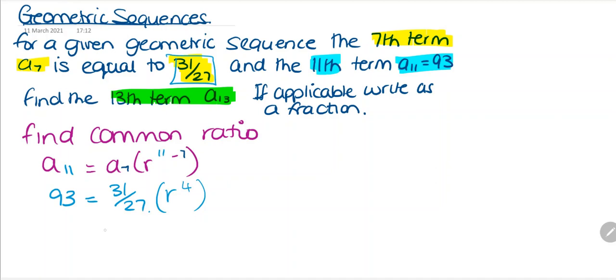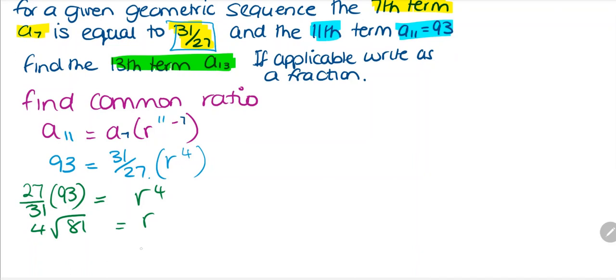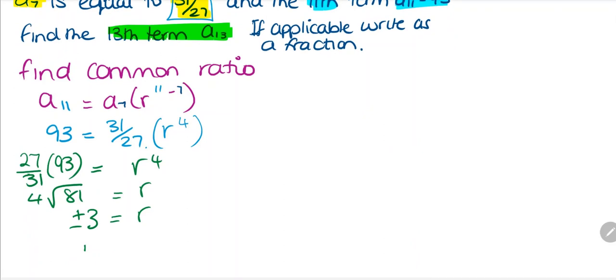And if we divide by 31 over 27 on both sides, we'll have r to the 4 equals 27 over 31 times 93. Then to find r, we can take the 4th root, and it simplifies to 81. So r will be plus or minus 3. Now we know the common ratio.